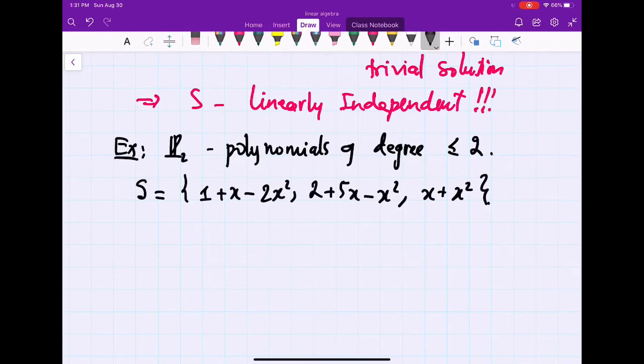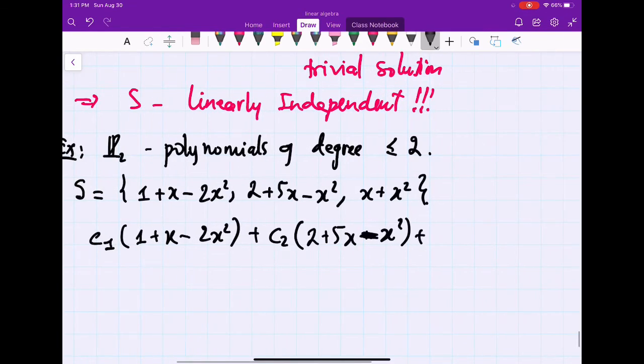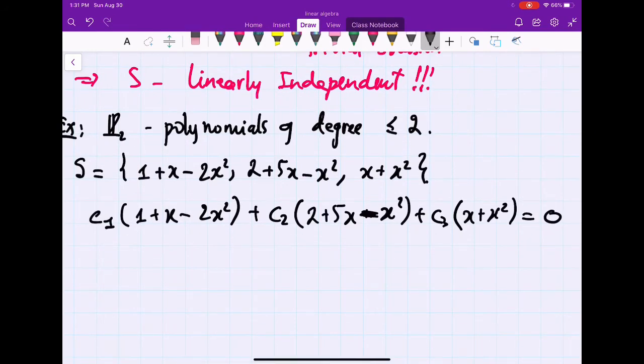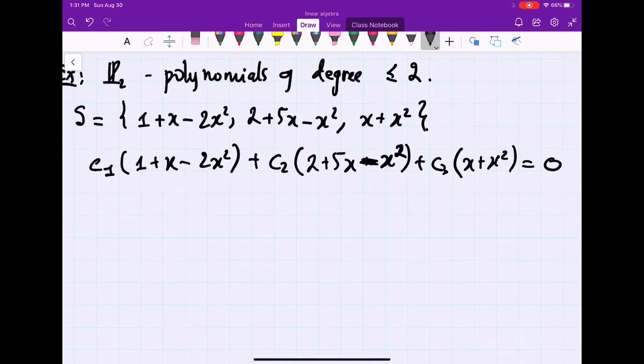Okay, and of course you may solve this: C1 times (1 plus x minus 2x squared) plus C2 times (2 plus 5x minus x squared) plus C3 times (x plus x squared) equal to 0, right? And you need to consider whether this system has only the trivial solution or not. In order to do this, you need to expand this out and then group the terms, right? By x squared, x, and the free coefficient.